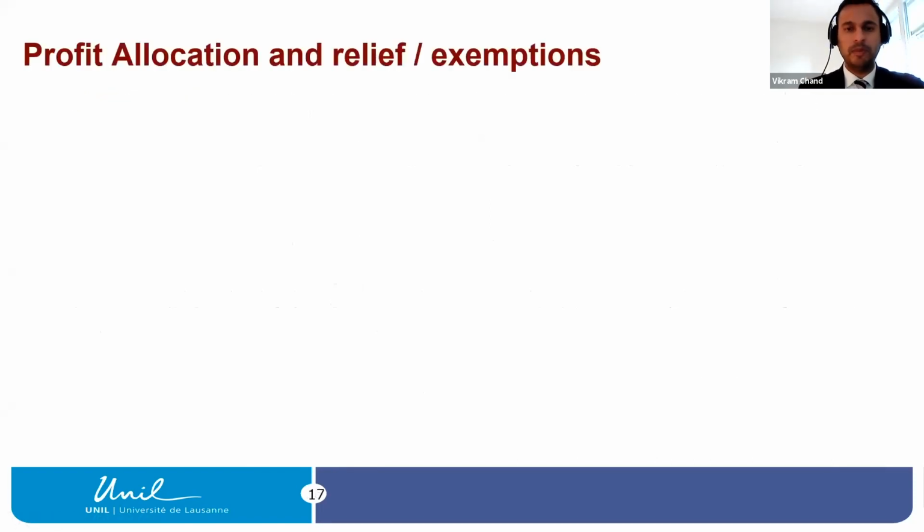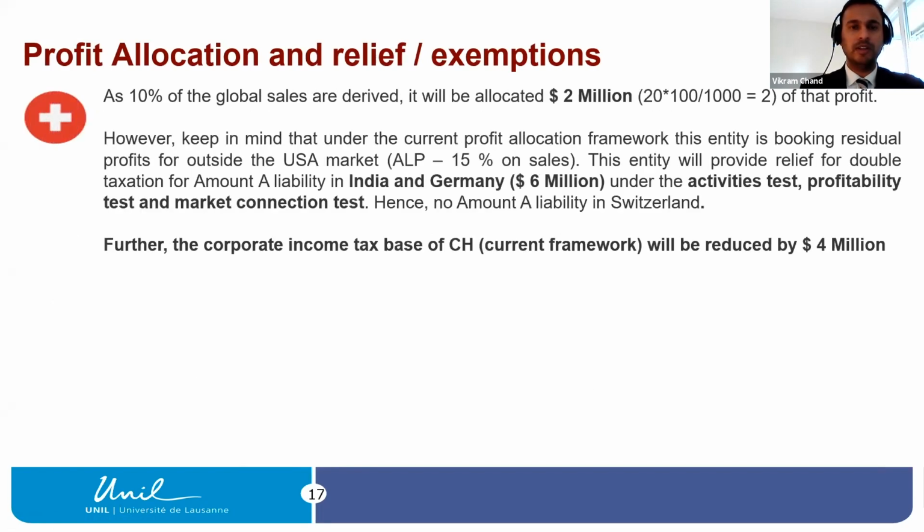So we've spoken about the reallocation to India, Germany, and France in our examples. But now the question that we are going to ask is with respect to what's happening in Switzerland and the US. Now, in Switzerland, 10% of the global sales are being derived, so Switzerland will also be given an MNE allocation of around 2 million. But keep in mind that under the current framework, Switzerland is also booking residual profits for the entire sales that are being made into India and Germany, and partly for the sales that are being made into France.